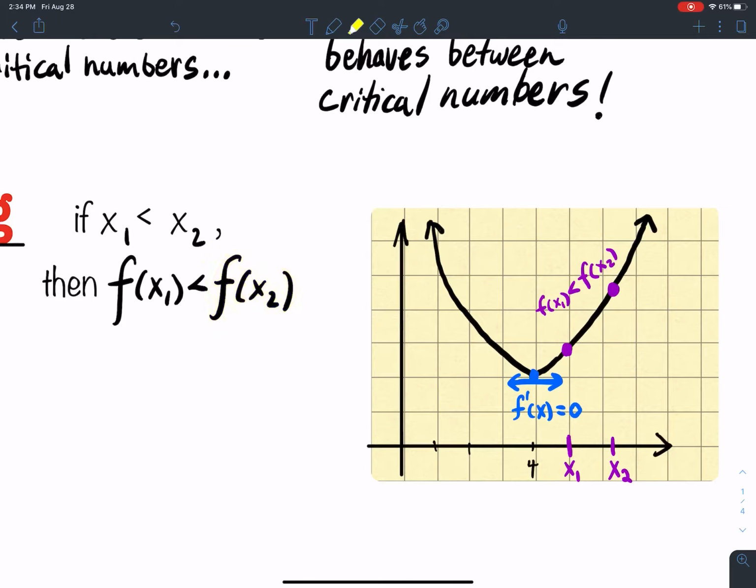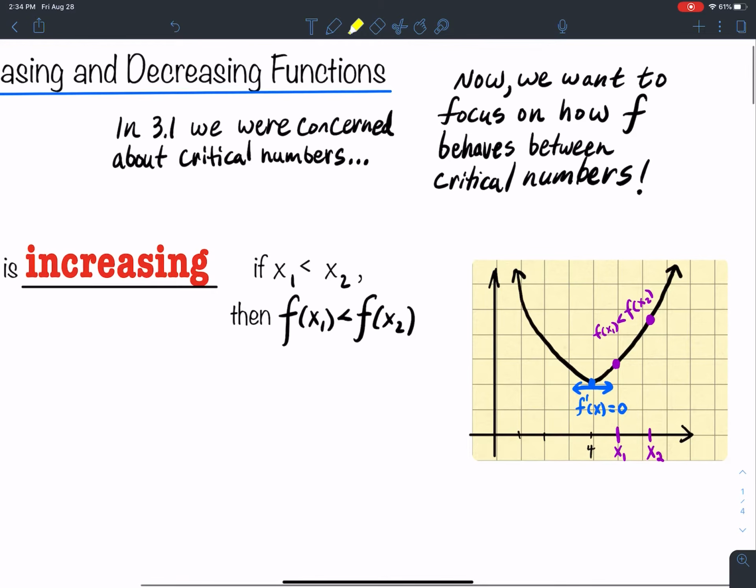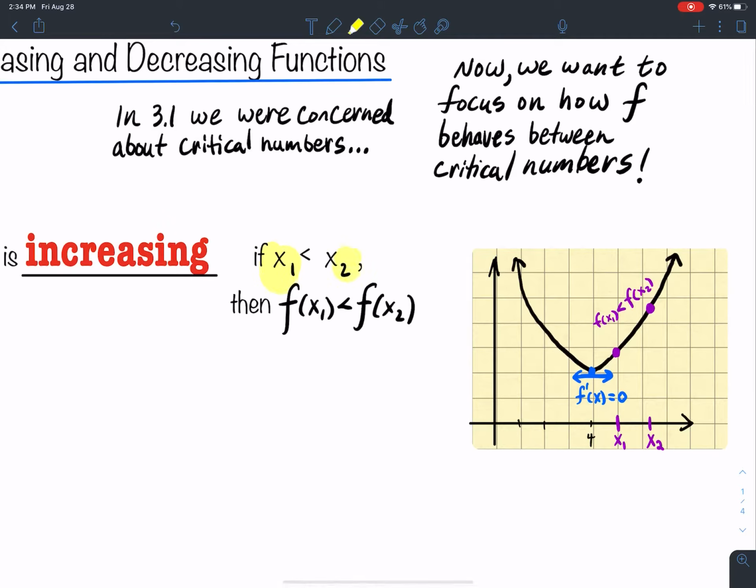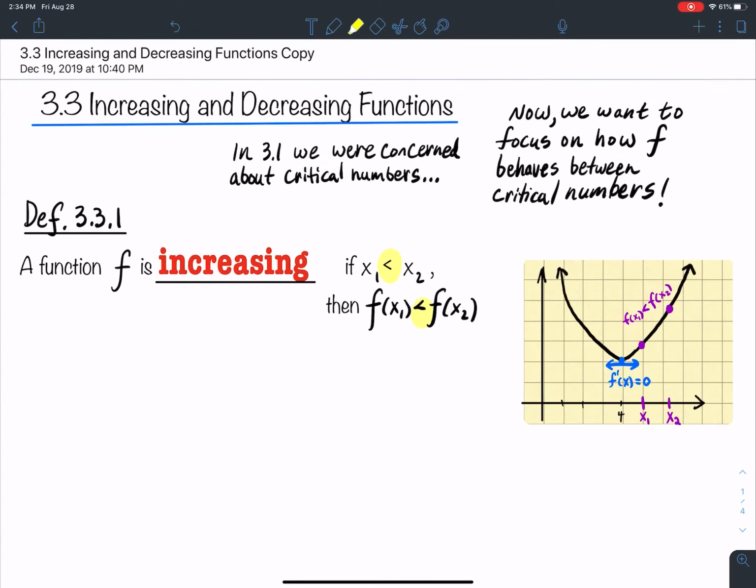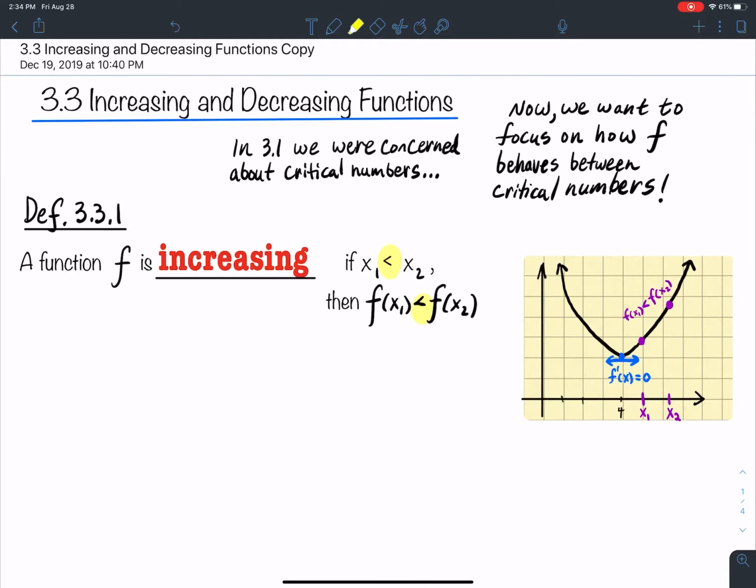So this is the case: if x1 is less than x2, then f of x1 is less than f of x2. Makes perfect sense. My inequalities go the same way here. And that would be increasing as we move further to the right. As my x values get larger, my y values get larger. That's the idea. Direct relationship going on there.